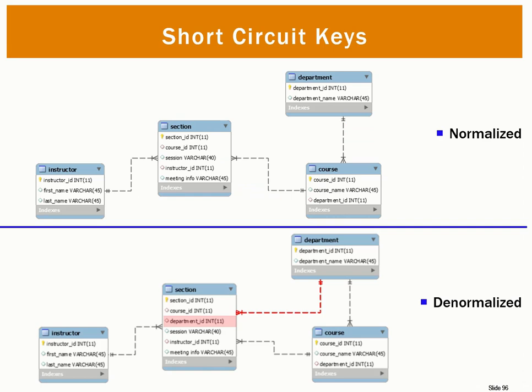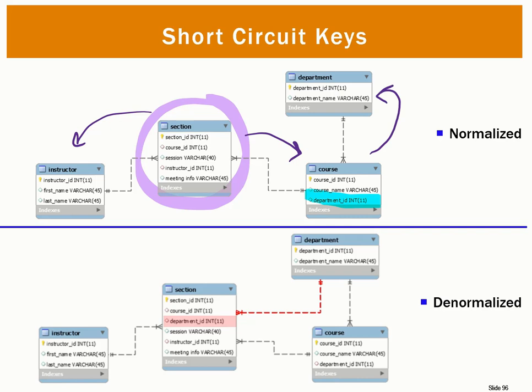Let's take a look at the top part of the slide, the normalized part. Notice that we have a section object in the middle, and the section object has a key for the instructor, and it has a key for the course that's being taught. And each course is affiliated with a particular department, and it maintains a department ID. So if I wanted to show information about the section, I would use the instructor key to grab the instructor. I would use the course ID to grab the course, and then I would do a join from course to department to get the department name, who was sponsoring the course.